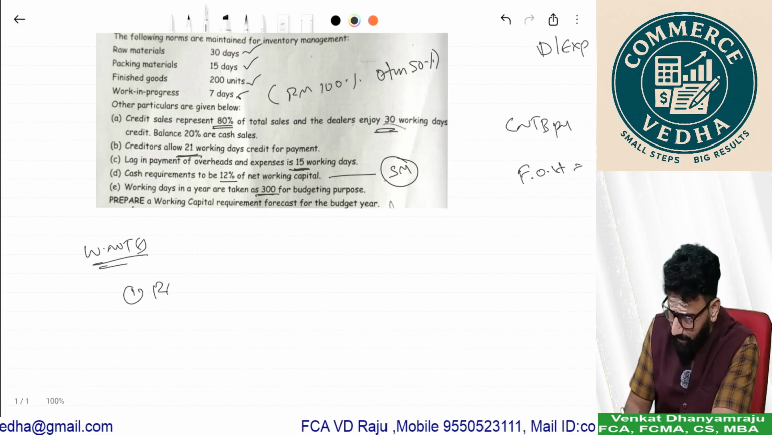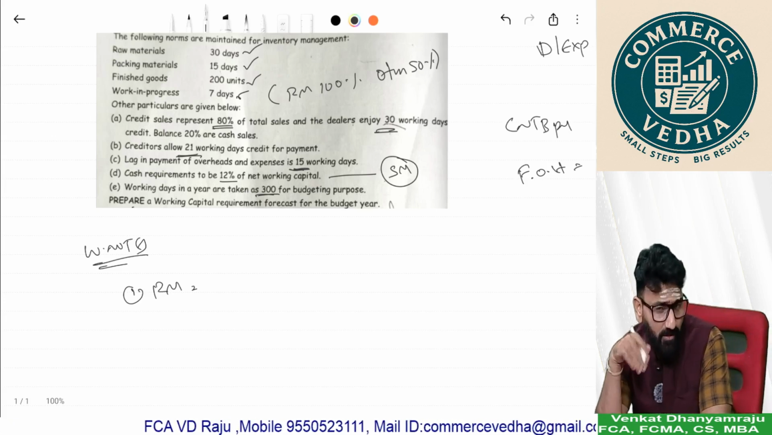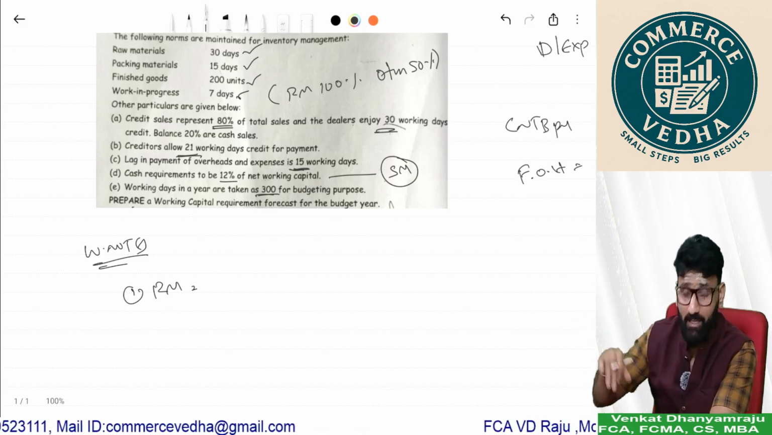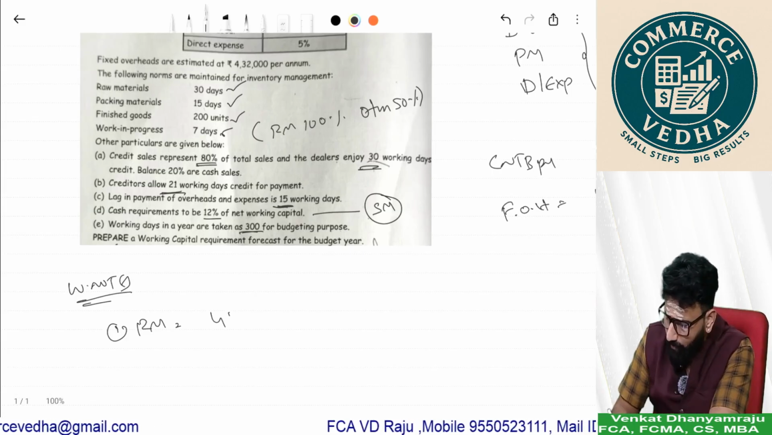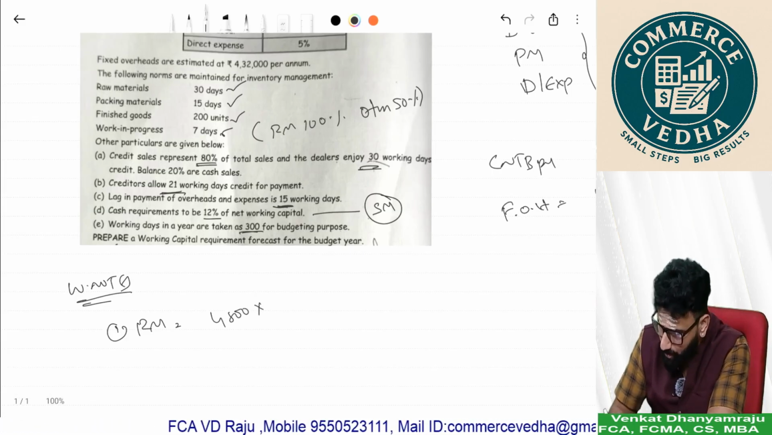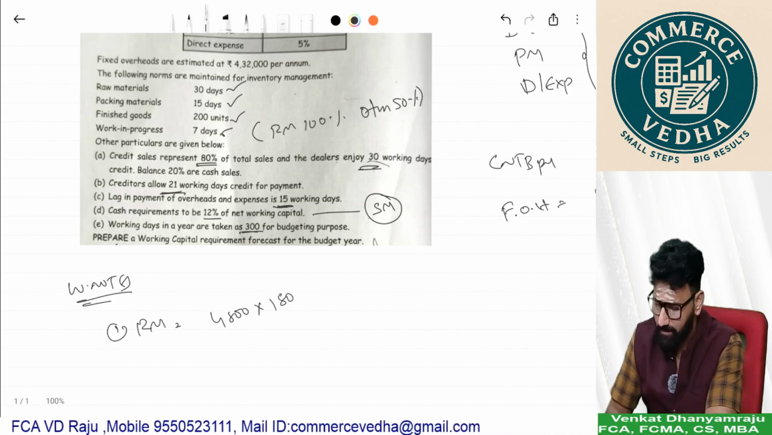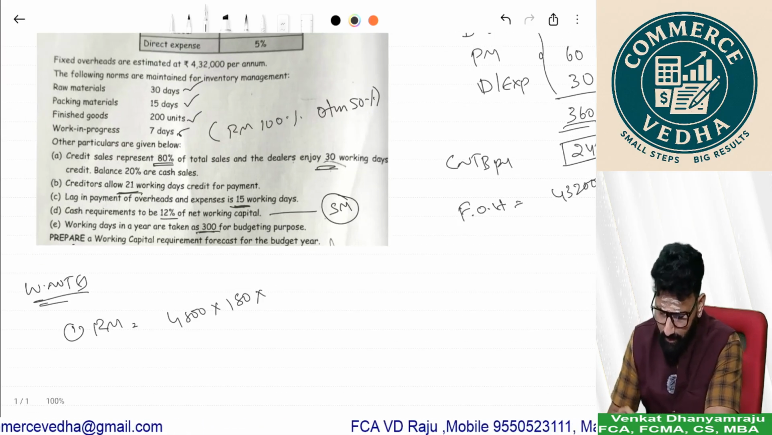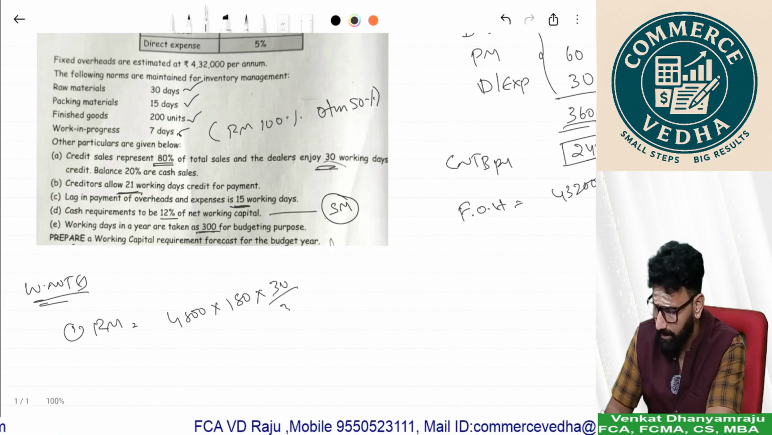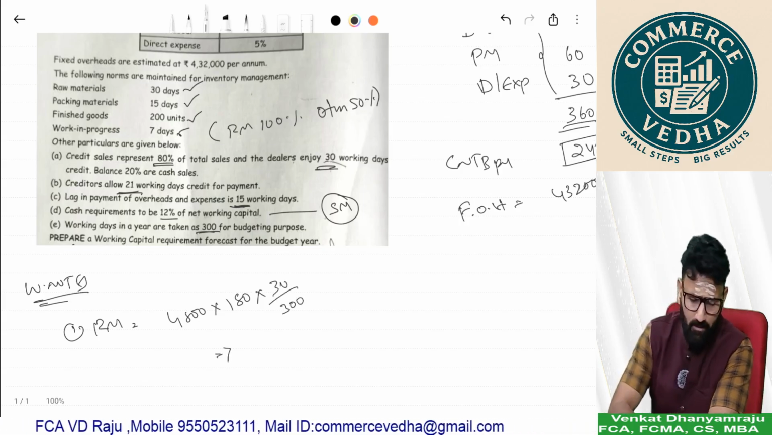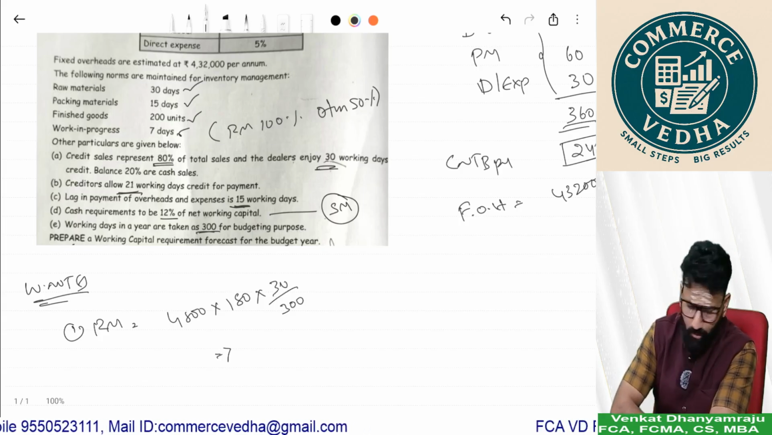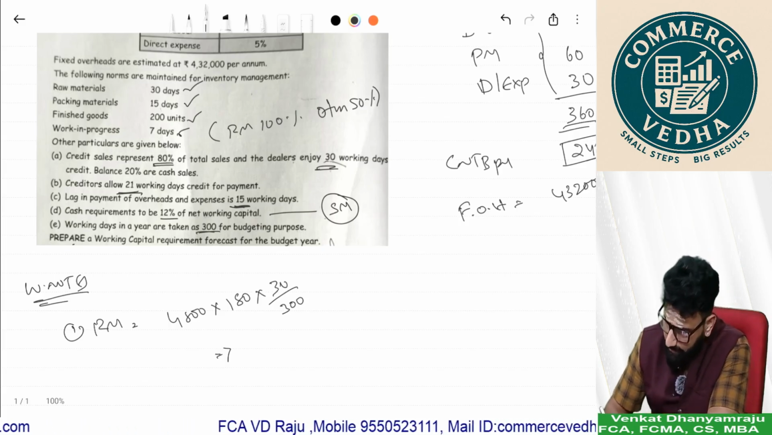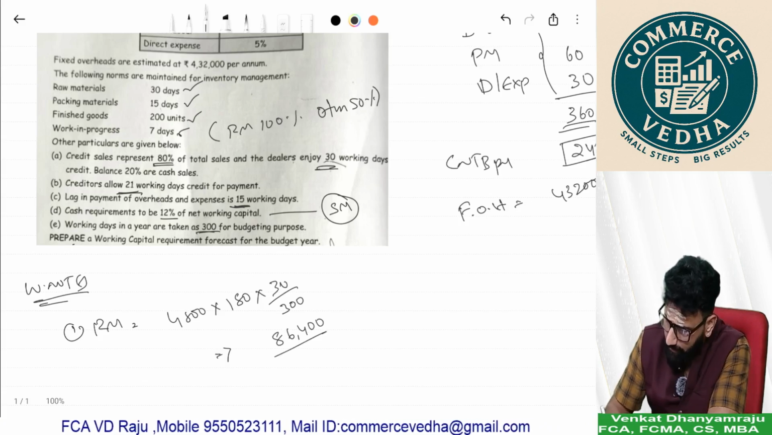Number 1, raw material. We do it first here, then we post in the final format, because there are so many elements involved. Raw materials will say 4,800 units per annum into 180 is the cost, because cost 180 into how many days? 30 days into 30 by 300. So 4,800 into 180 divided by 300 into 30, 86,400 is your raw material.